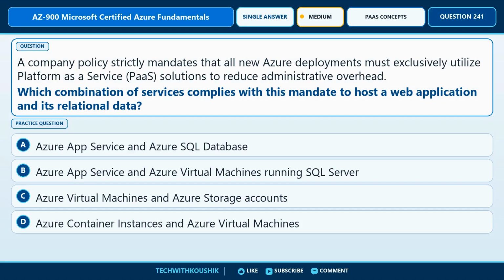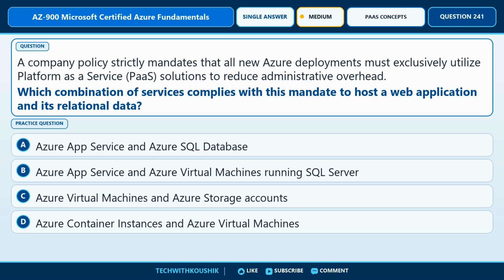Let's work through question number 241. First, let's review the situation. A company policy strictly mandates that all new Azure deployments must exclusively utilize Platform as a Service (PaaS) solutions to reduce administrative overhead. Which combination of services complies with this mandate to host a web application and its relational data? Here are the possible answers.